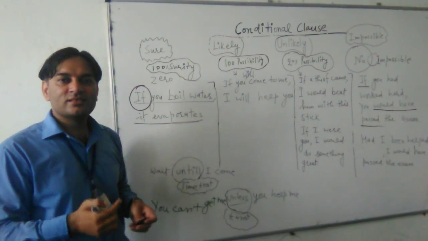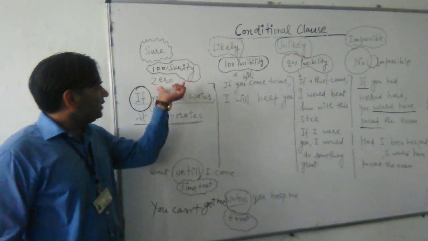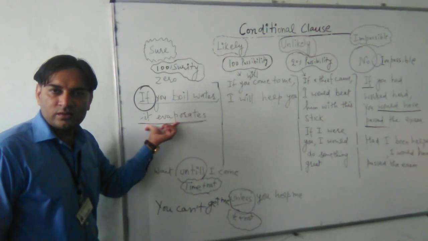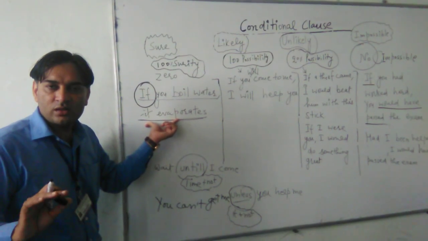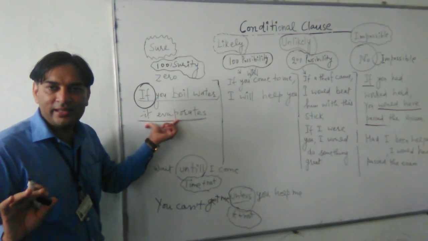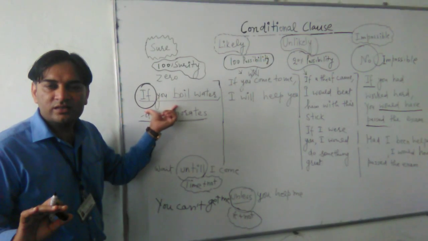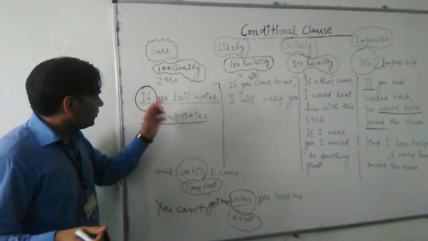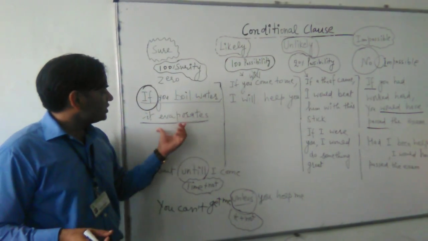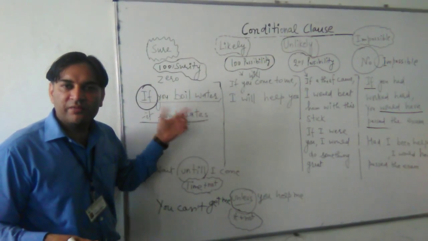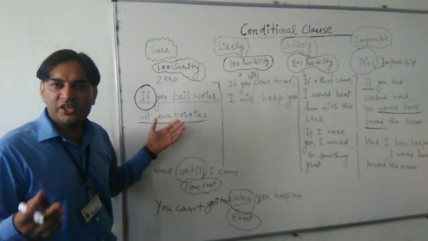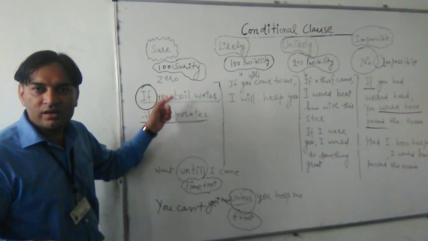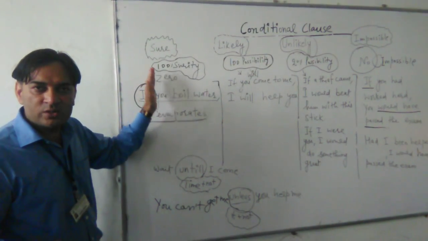Let's discuss this topic. See, when I'm going to talk about condition, 0% means it doesn't have any influence on the main part. That is called 0% condition. How does it work? Suppose I say, if you boil water it evaporates. Means if you boil water, definitely it will evaporate. So there is no uncertainty in the condition. This is called zero conditional clause. 100% surety is there.